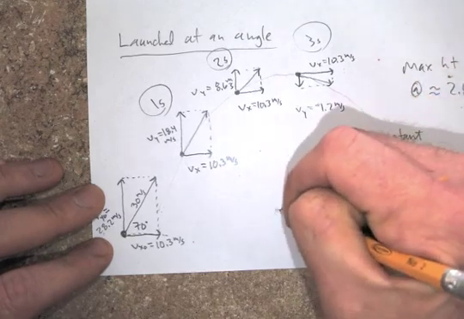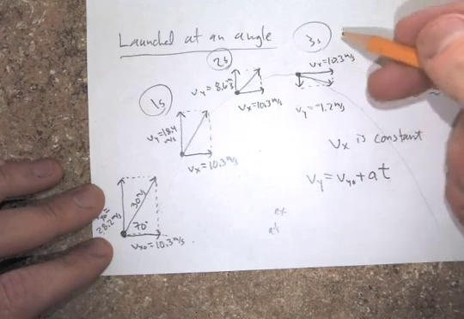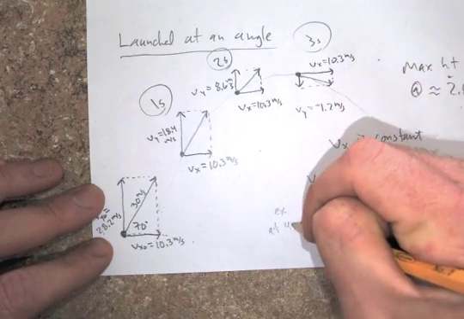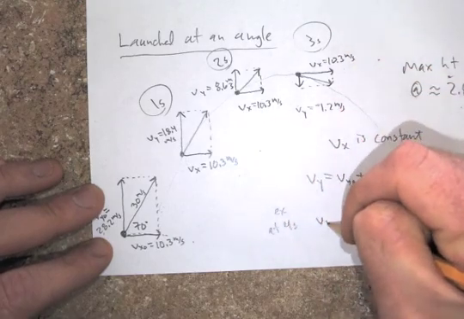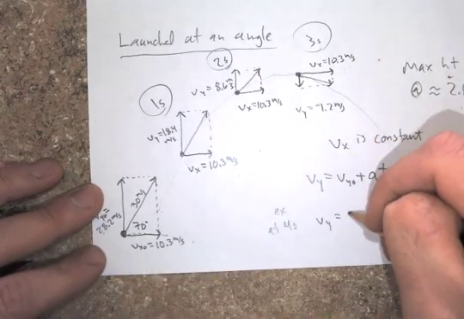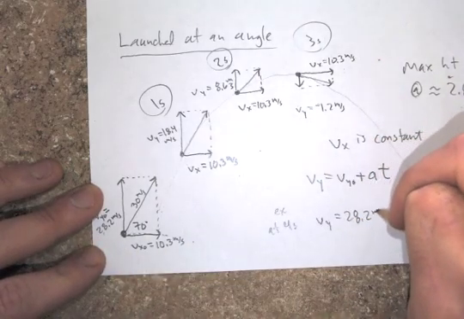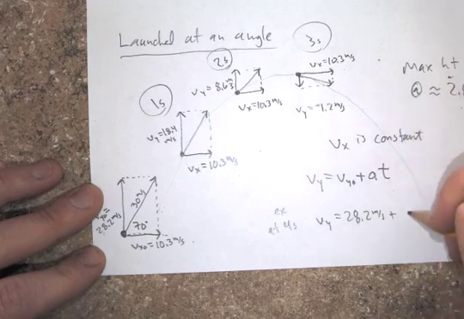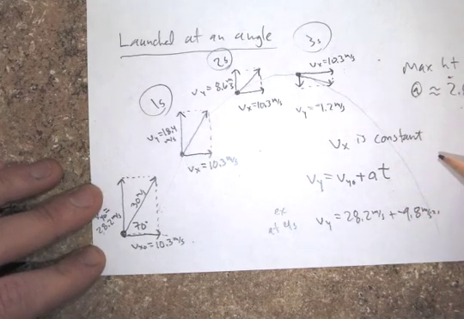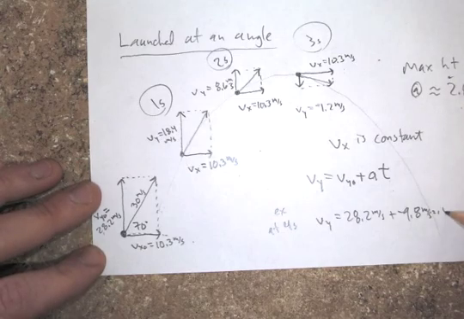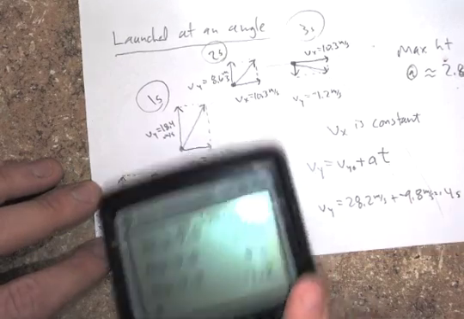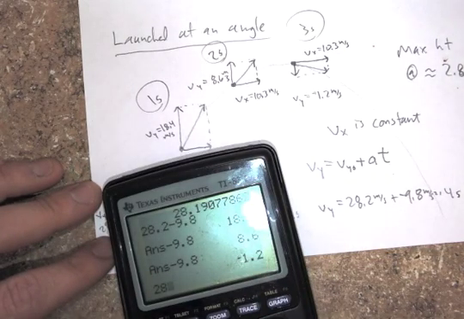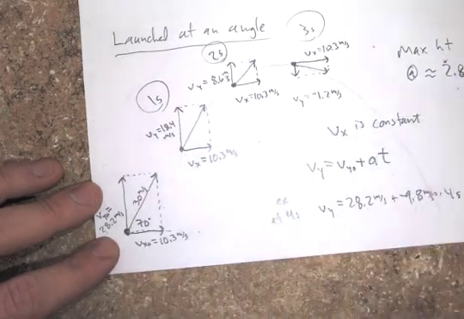So for example, say we wanted to do at 4 seconds. We'd say Vy, well, I take my Vyo, 28.2, plus the acceleration is negative 9.8 times 4 seconds. Obviously that just means minus 9.8 four times. It's going to be at negative 11.